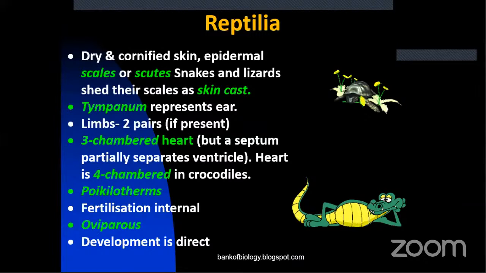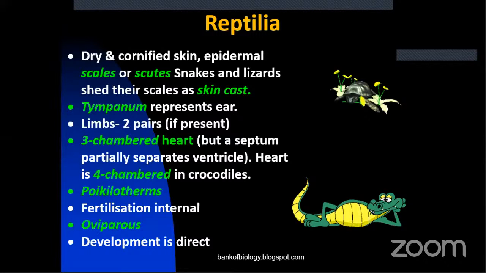Then snakes and lizards shed their scales as skin cast. So you would have seen how they say the skin is shed, that is skin cast. Then tympanum will represent the ear. So they don't have an external ear as we have. So they have tympanum which will sense vibrations. The limbs are two pairs if present. In some reptiles limbs are not present. Example in the case of snakes.